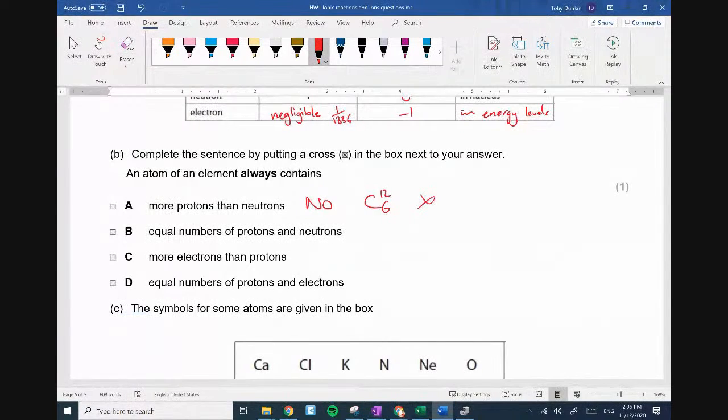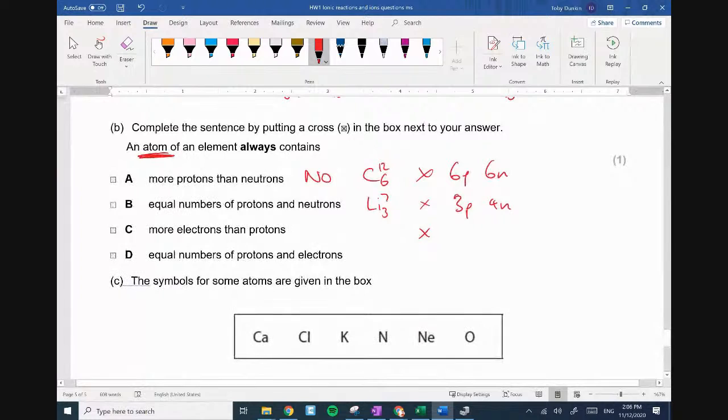And then it says always has an equal number. That's not true either. Lithium is 3 and 7. That's uneven because carbon has 6 protons and 6 neutrons, and this one now has 3 protons and 4 neutrons. More electrons than protons? No, an atom has always got the same number. An atom, that's the key thing there. An ion could have more or less electrons. Equal number of protons is correct for our atom.